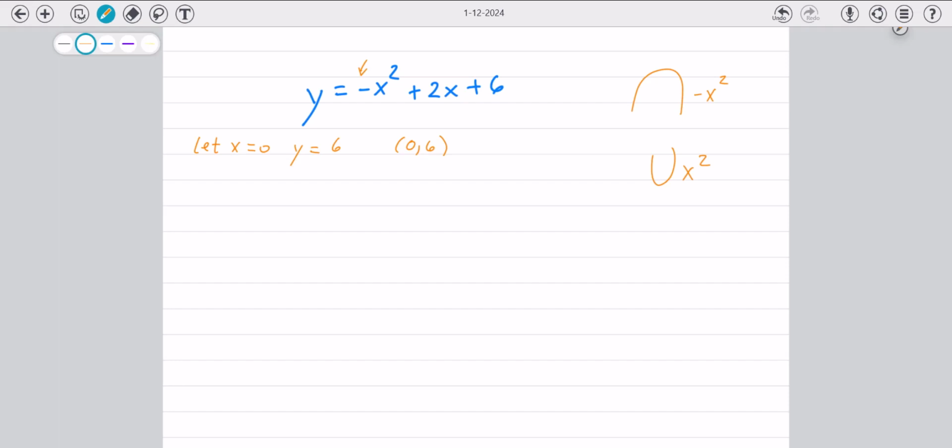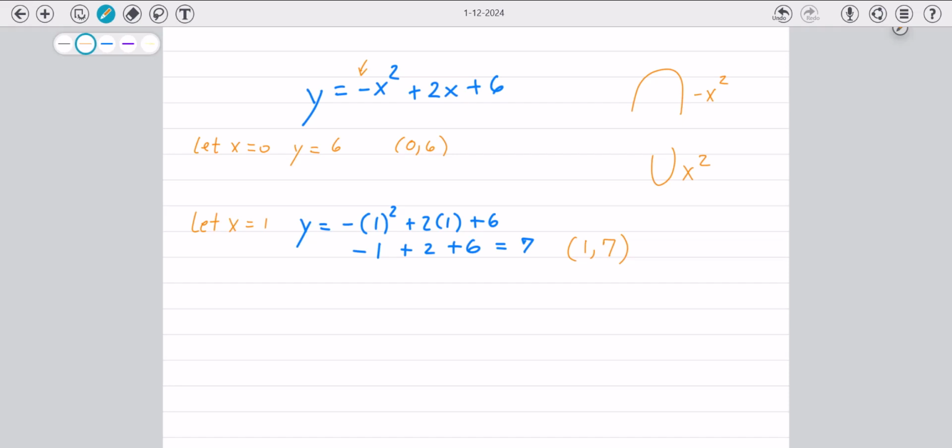The other thing is you have to be really careful with these negative signs. So let me let x equal 1. Y equals the negative of 1 squared plus 2 times 1 plus 6. When you square this, that becomes 1, and then you take the negative of it. So that's actually negative 1. And then plus 2 plus 6, so that would be 7. So now we have another point at 1, 7.